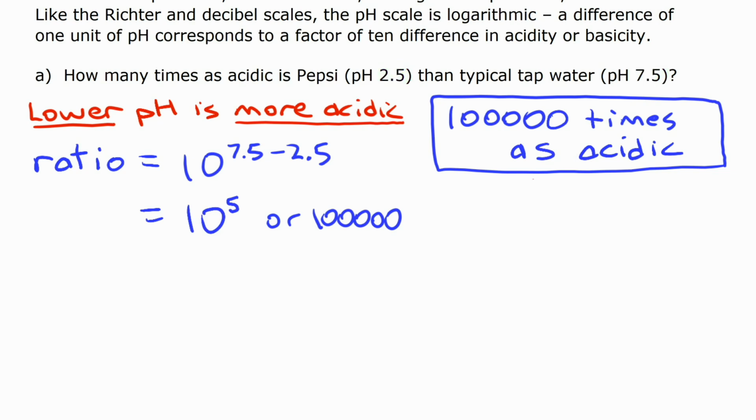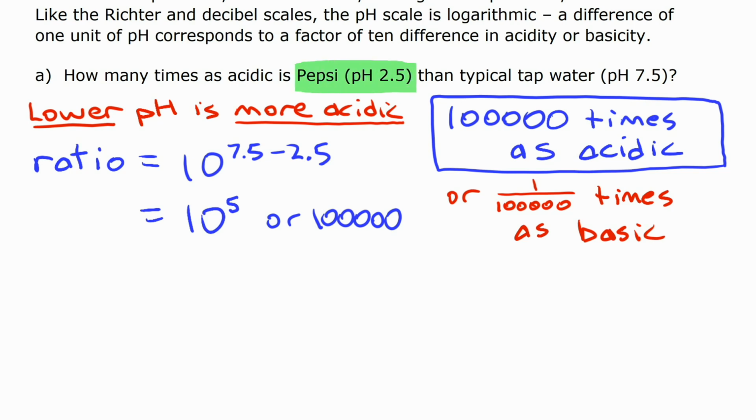So 100,000 times as acidic, or the other way you could actually say that is you could say that it is 1/100,000th times as basic as typical tap water. That would be an uncommon way to say it. Usually you'd say Pepsi is 100,000 times more acidic than typical tap water, or you'd say typical tap water is 100,000 times more basic than Pepsi, right? And that's just because the difference on the scale is 5 between 7.5 and 2.5.